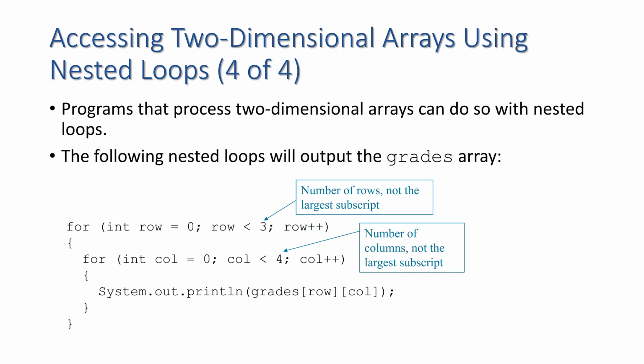In this sample code, the nested loops output the data in the grades array in row order. In other words, for each row, each of the column elements are output. When the inside loop has iterated through all of the columns, it terminates and forces the outside loop to begin its next iteration. Therefore, for row 1, each of the column elements are output, and so on.